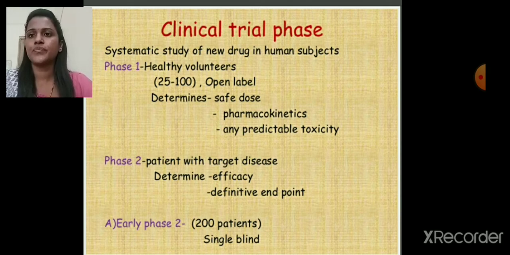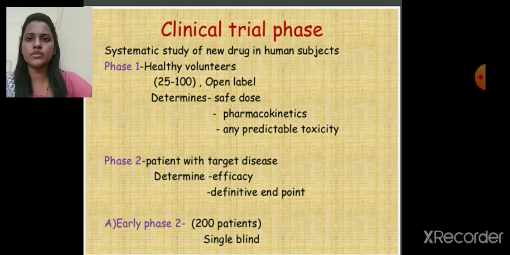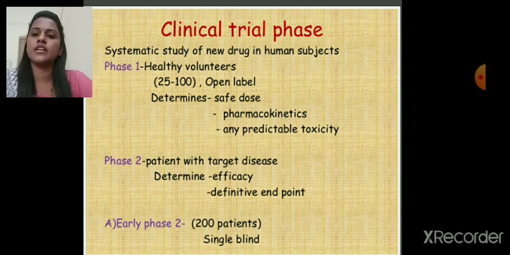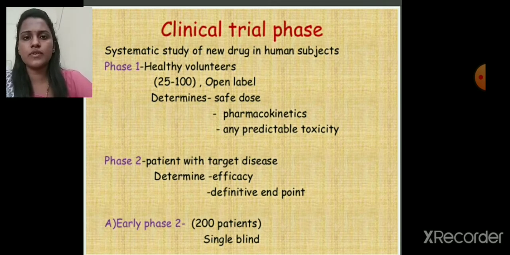This phase 1 study determines the safe dose, pharmacokinetics, and any predictory toxicity. So mainly safety is studied in the phase 1 study. Then in the phase 2 study, patients with the targeted disease are used, and the efficacy and definitive endpoint are determined. So in phase 2, safety as well as efficacy are checked.